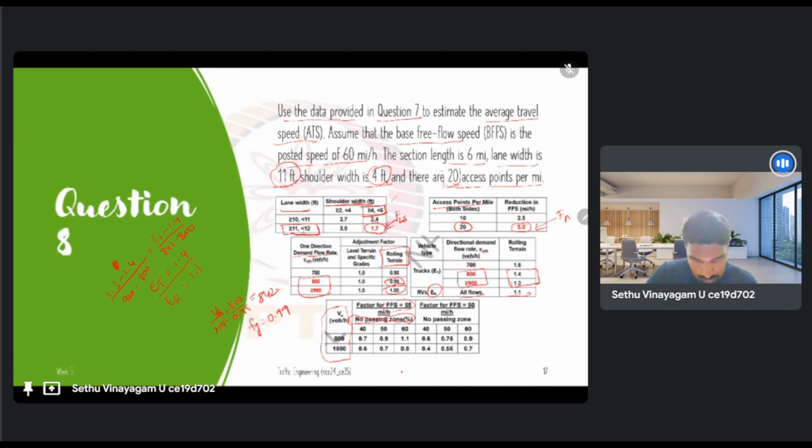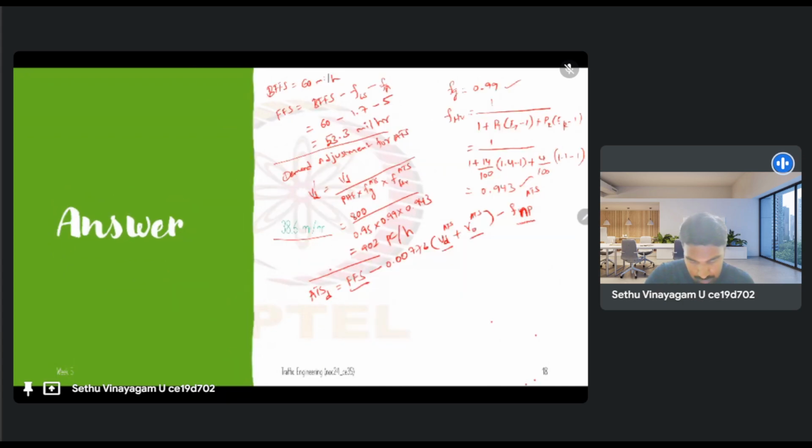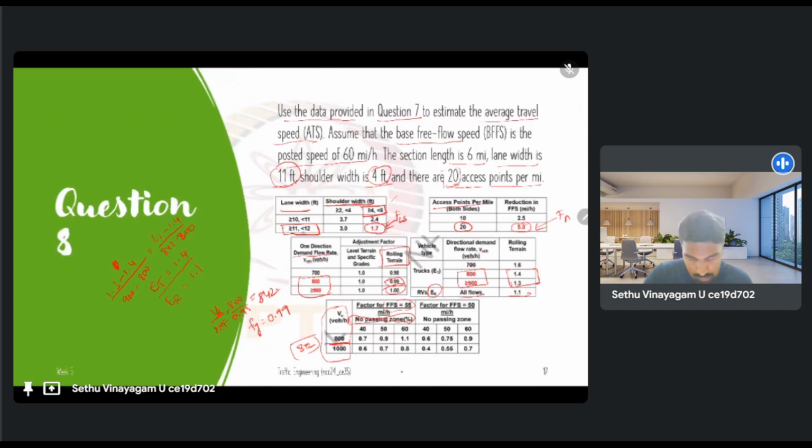So here, based on the previous question data, it is 50% no passing zone, and the opposing flow rate is 842, right? Based on that, the free flow speed is 53.3, which means two interpolations need to be done. One is for the opposing flow. It is between 800 and 1000. So for 842 at 50%, between 0.9 and 0.7, you have to interpolate and get one value. That is for the free flow speed of 55.